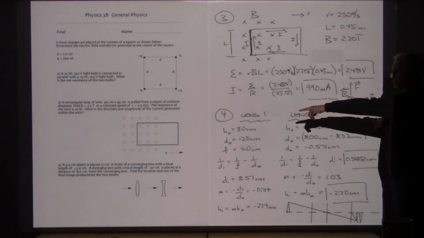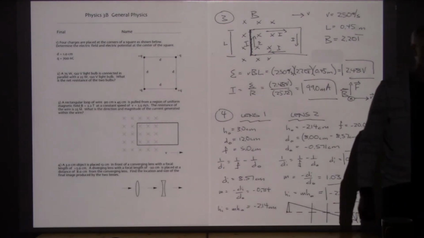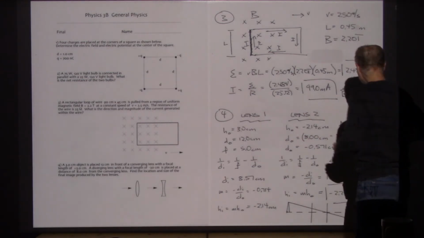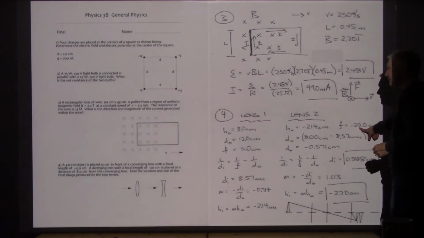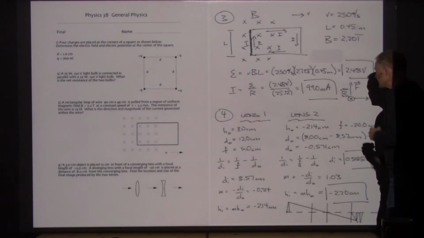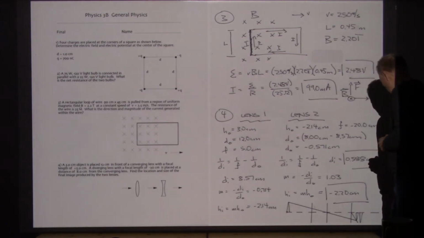Now for lens 2, the problem is telling us that it's got a focal length of minus 20 centimeters. So that's the focal length that's given. It's diverging, but it's not very diverging. That's a pretty long focal length compared with the 5 centimeters, I guess. In any case, here is the trickiest step right here, and that is, what should I use for DO?